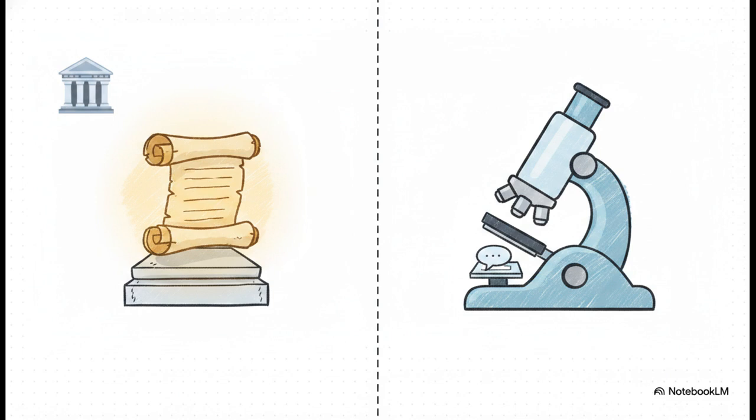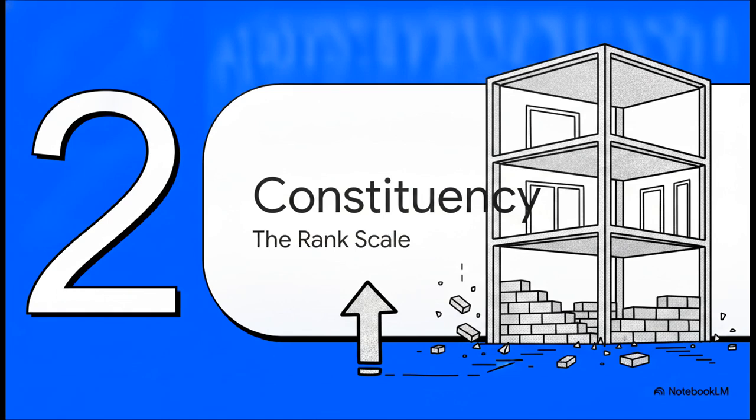But on the exact same token, we have to view the text as a specimen. Because to a grammarian, all texts are created equal. They are functional, observable samples of the exact same underlying linguistic system. They all draw from the very same meaning-making resources. All right, zooming in a bit, we hit our second lens: constituency, the rank scale.